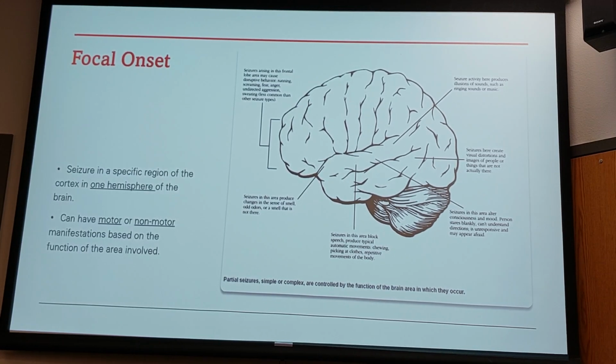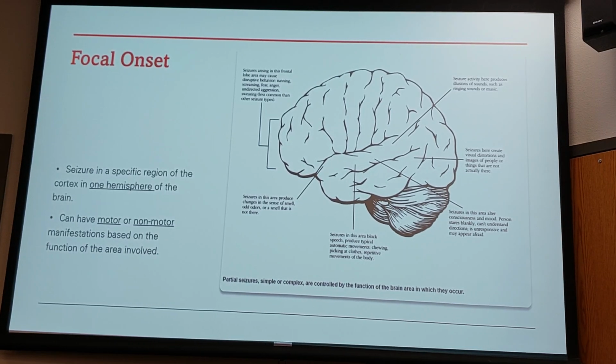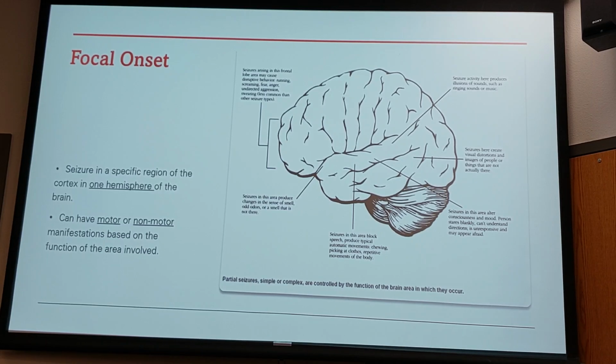So that's generalized. Now focal, I know I'm kind of working big to small here. So focal onset, seizure in a specific region of the cortex in one hemisphere of the brain. This type can develop eventually into your generalized type seizures. It starts in this focal point. You can have motor or non-motor here, right? You can have aware and unaware. And the symptoms are going to be based on where it's occurring in the brain. And this picture is kind of interesting. It's like, what do they call that?